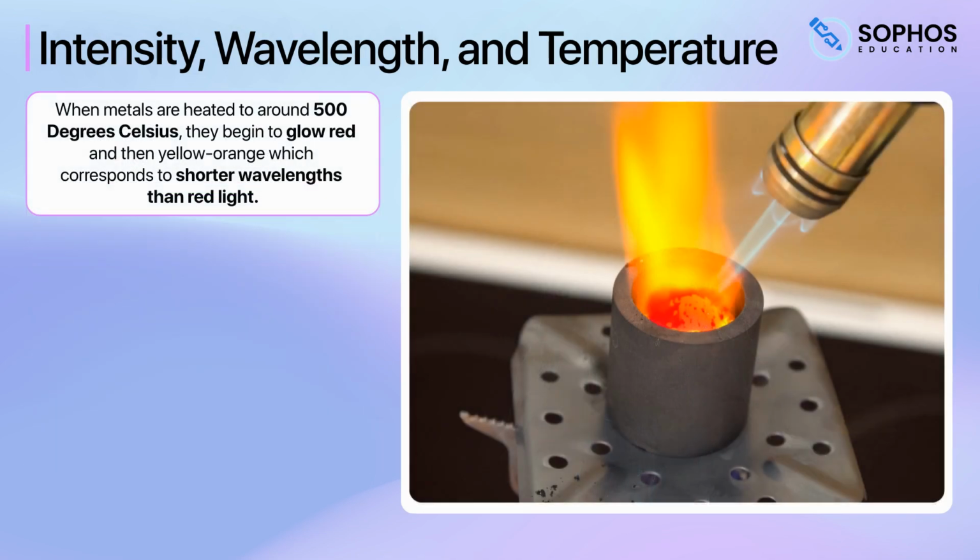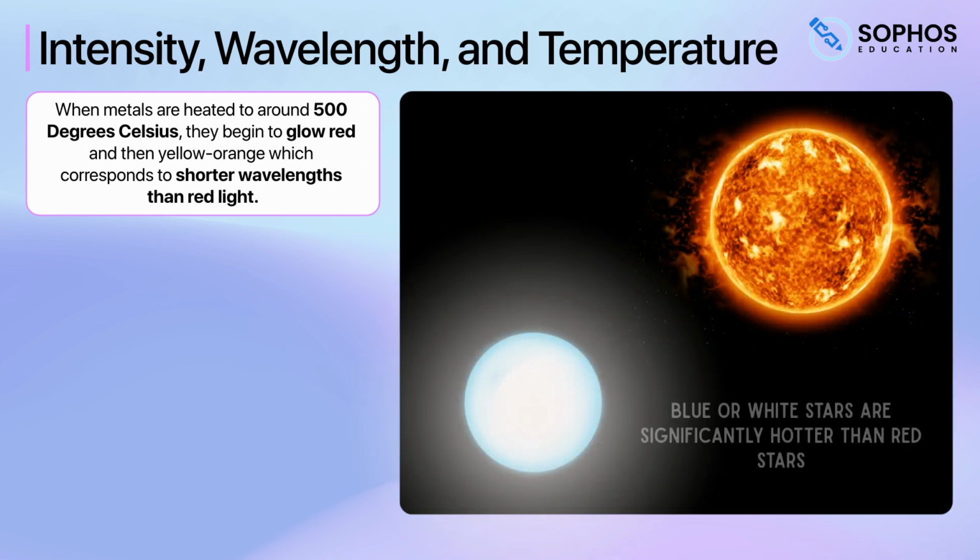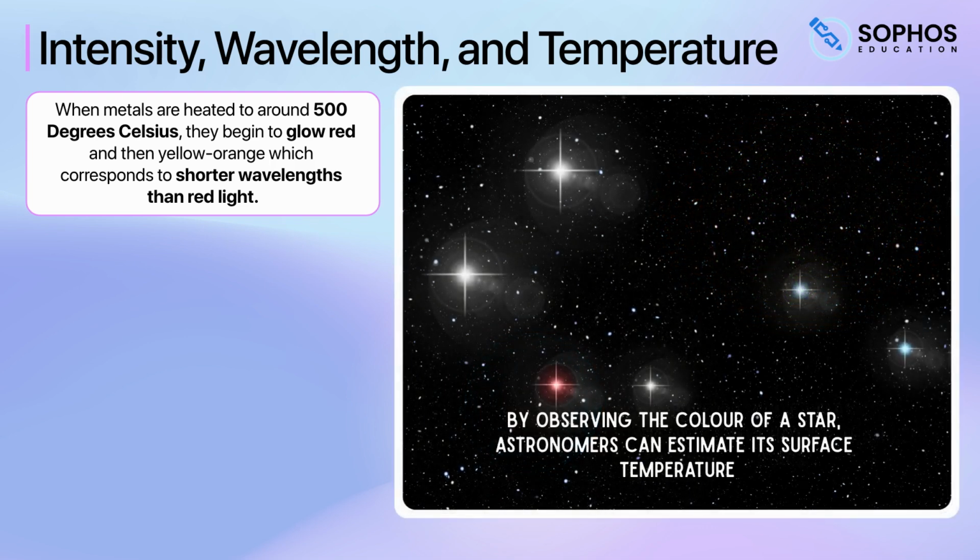When metals are heated to around 500 degrees Celsius, they begin to glow red. As temperature increases further, the metal starts to glow yellow-orange, which corresponds to shorter wavelengths than red light. A similar concept applies to stars. Blue or white stars are significantly hotter than red stars. By observing the color of a star, astronomers can estimate its surface temperature.